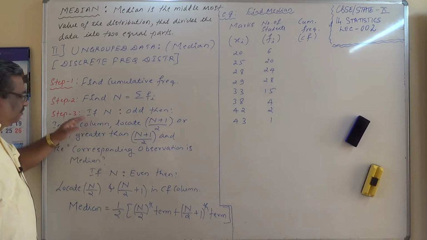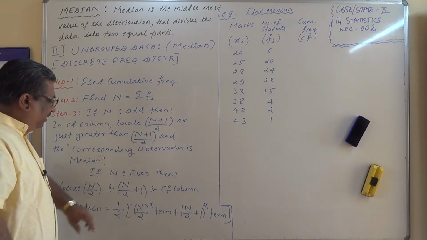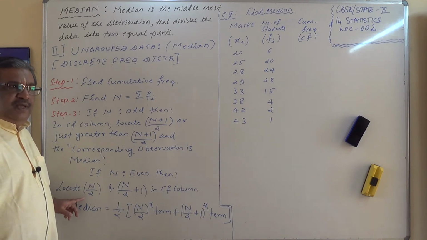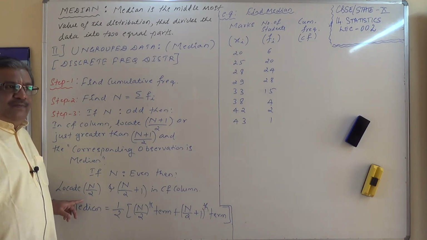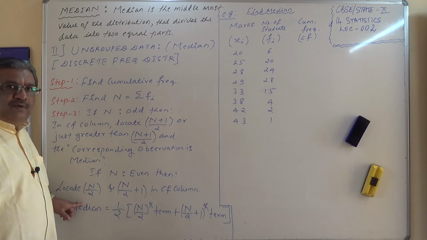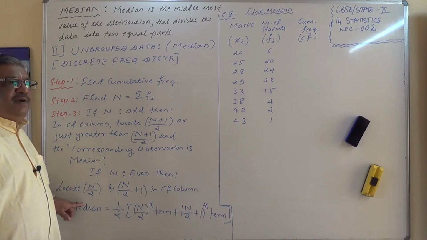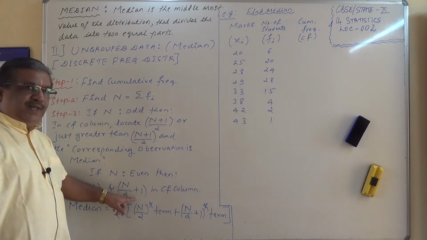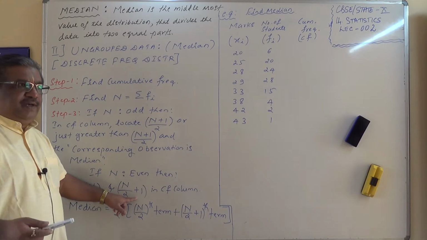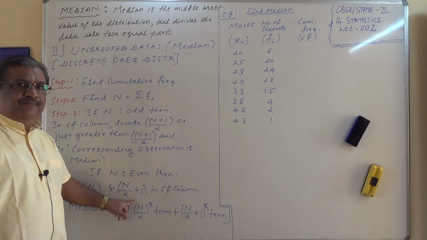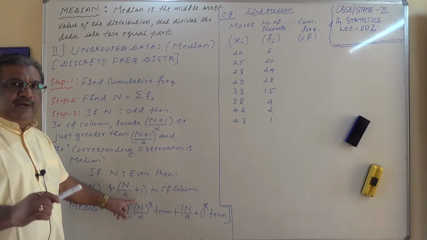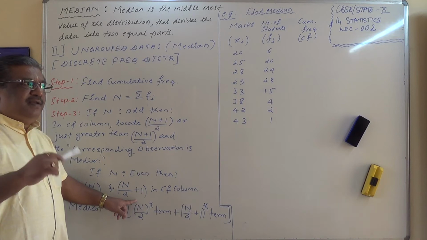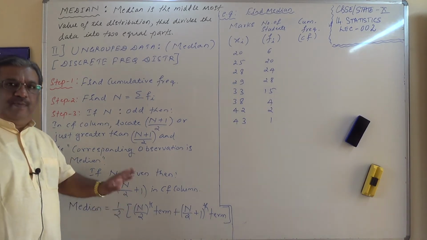Suppose if n is even, in that case we have to locate n by 2 in the CF column. If n by 2 is not available, what will you do? Just greater than n by 2 you have to locate, and the corresponding observation is to be noted down. Similarly, n by 2 plus 1th value should be located. If this is not exactly available, just greater than this value is to be located in the cumulative frequency column, and then the corresponding observation is to be noted.